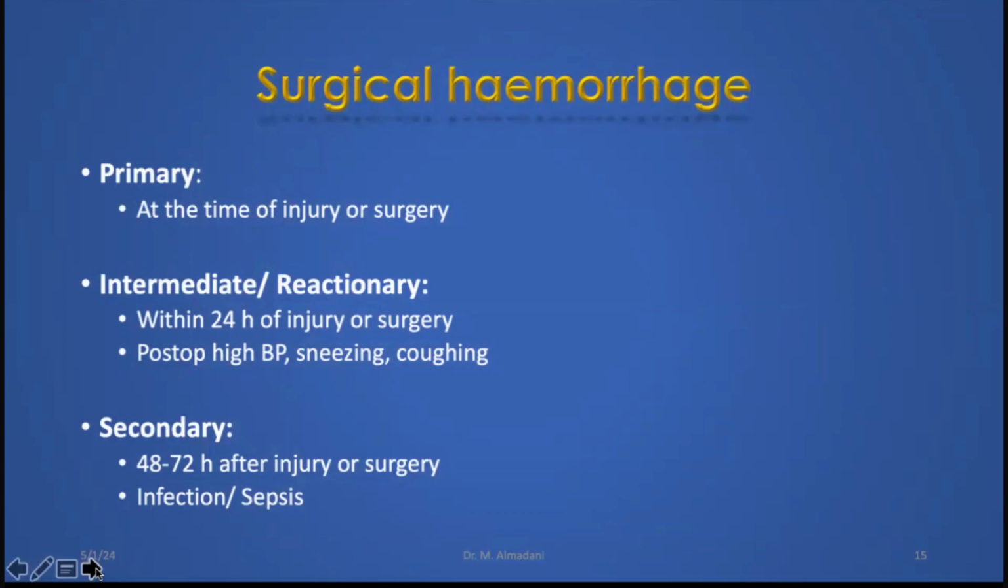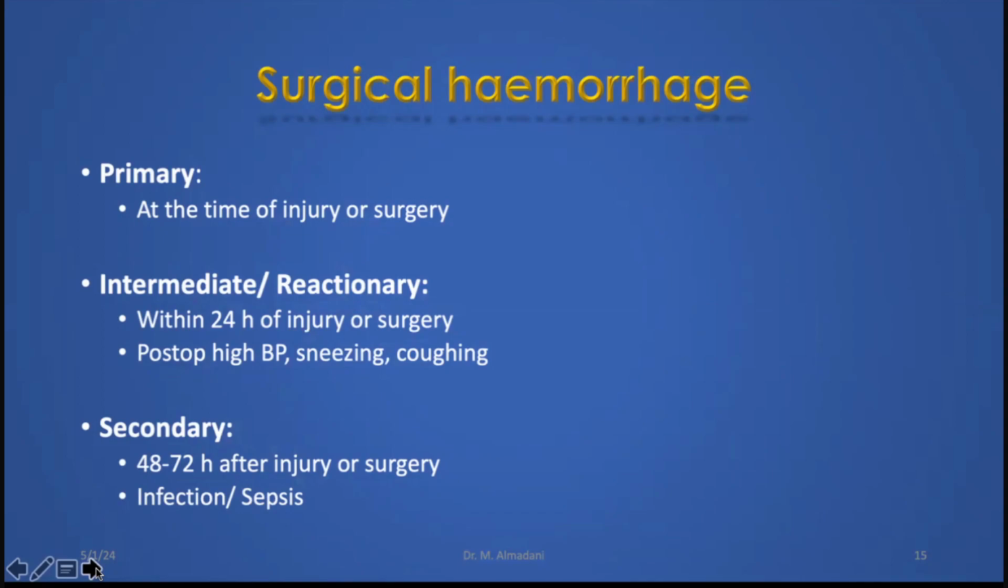Types of surgical hemorrhage. What are the types of surgical hemorrhage? We have primary, intermediate or reactionary, and secondary. Do not confuse the stages of hemostasis with the types of surgical hemorrhage. There we have primary and secondary. Here we have primary, intermediate or reactionary, and secondary. So primary means that there is bleeding on the scene. Once the patient is still in the operating room and gets bleeding, this is called primary surgical hemorrhage.